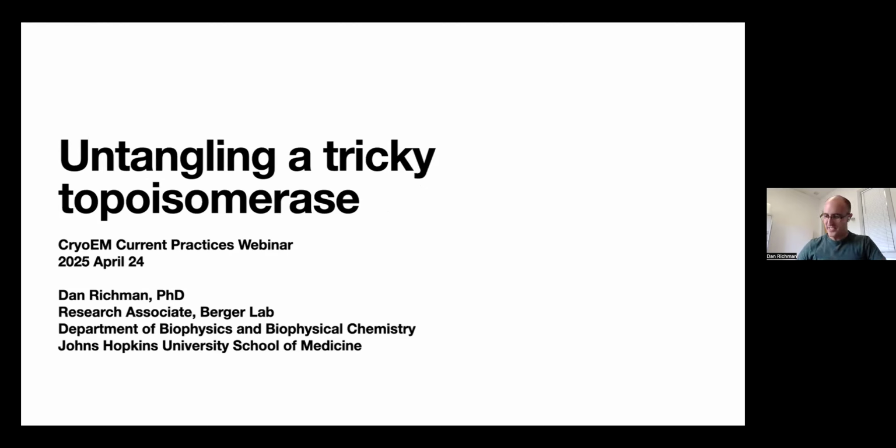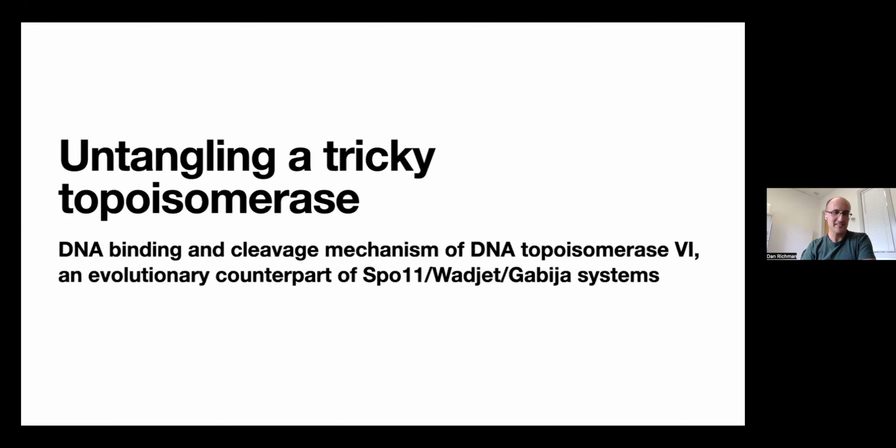During a screening session, when Eugene said that I had good grid handling skills, it was one of the greatest compliments I had received in my life. So I couldn't resist an alliterative title, but a more descriptive one is that this is about the DNA binding and cleavage mechanism of DNA topoisomerase 6 or TOP6, which is evolutionarily related to a number of other interesting systems like the SPO11 meiotic recombination system and a couple of the bacterial plasmid or phage defense systems, WAJET and GABIA.